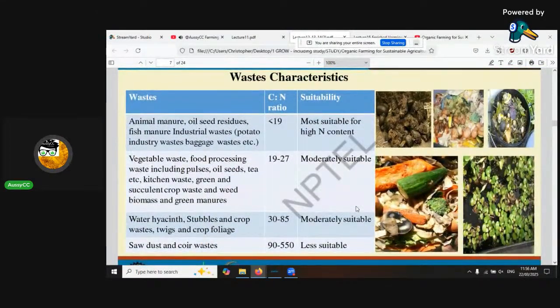Waste characteristics. So if you want to know what's the carbon to nitrogen ratio of food, here's an example.